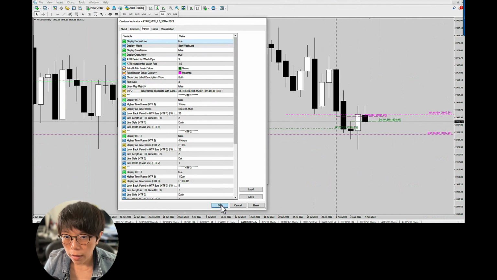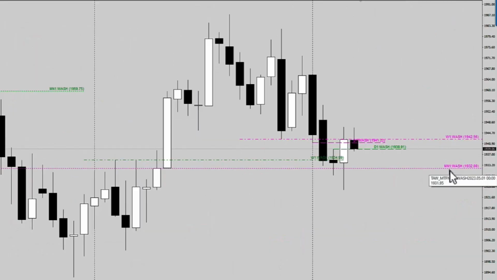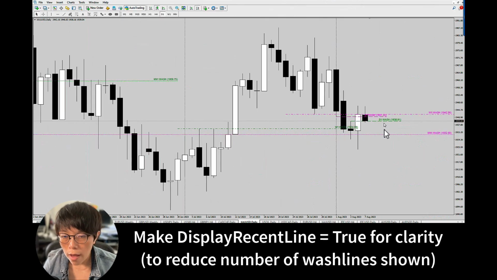Let me just demonstrate that to you. So I have set display recent wash line as true and to show both sets of wash lines. So it gave you the month wash, the week wash, as well as the day recent wash. Now the reason for doing so is clarity. You don't want to have too many redundant wash lines. These wash lines that are redundant happened in the past and they are not valid anymore. They are not useful right now. So we only choose to display the recent wash lines.